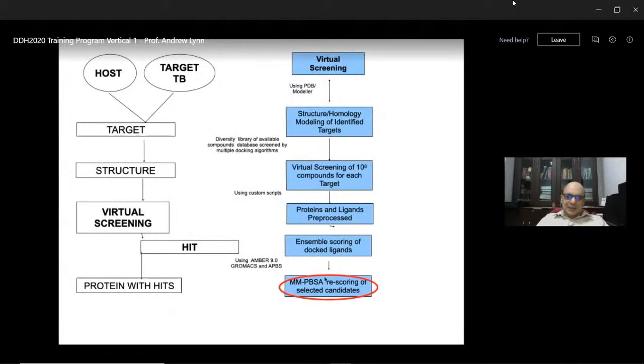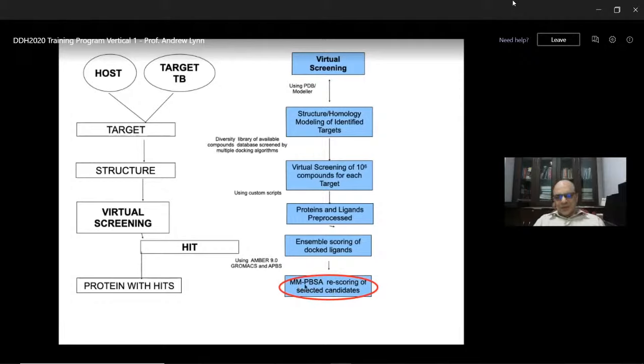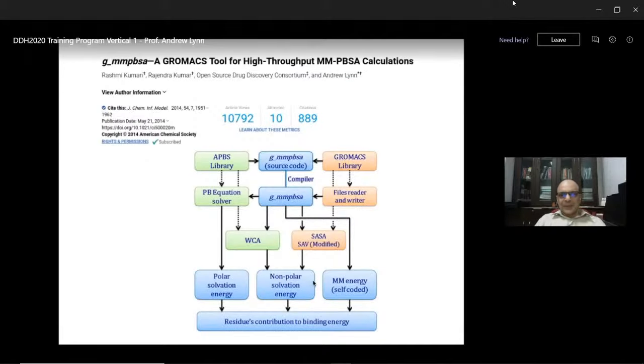The second method I'm going to talk about is a physical chemistry-based, equilibrium-based calculation based on free energy. This was one of the initiatives that we had taken on as part of the open source drug discovery about 10 years ago. Could we rescore molecules using a molecular mechanics Poisson-Boltzmann surface area based method? This is also part of what I'm talking about, which is coding.